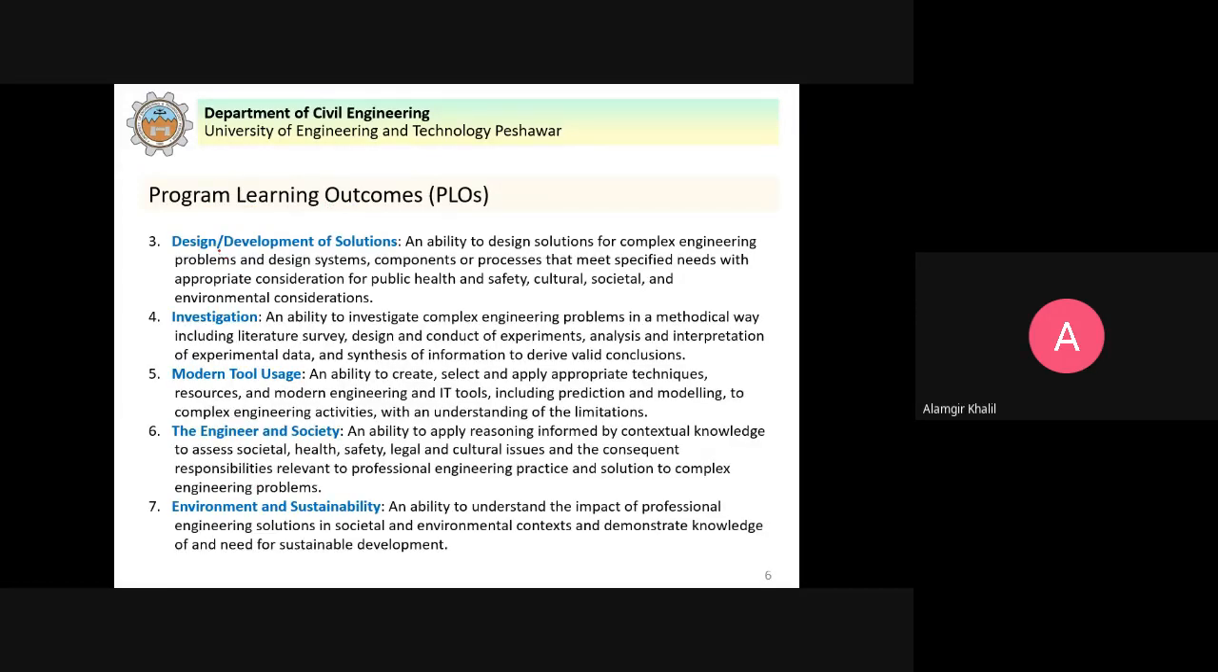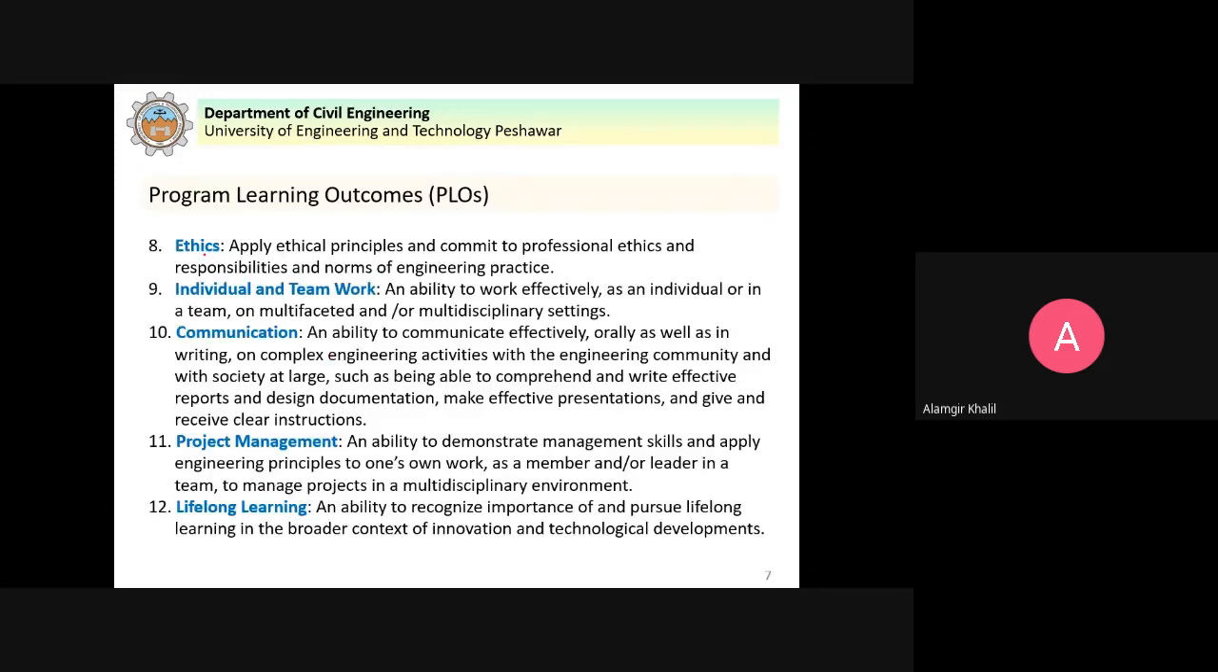We have other PLOs, just like here. PLO3 is design development of solutions. PLO4 investigation, then modern tool usage, engineer and society, environment and sustainability. Ethics, individual and teamwork, communication, project management, and lifelong learning. So you study different courses, and those courses will contribute to one or more of these PLOs.